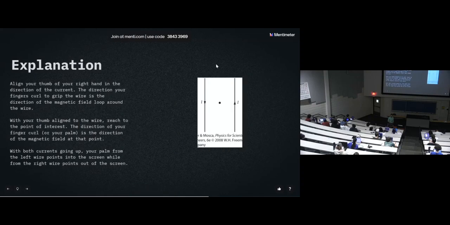So now the reason that it's 0, if both currents are pointed in the same direction, is that one is going to be into the screen, one's going to be out of the screen.